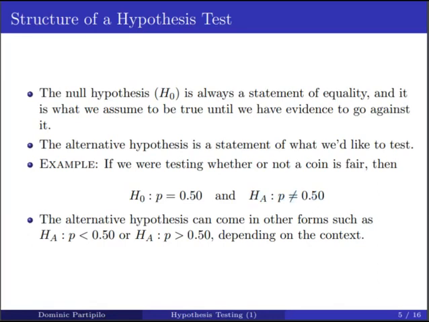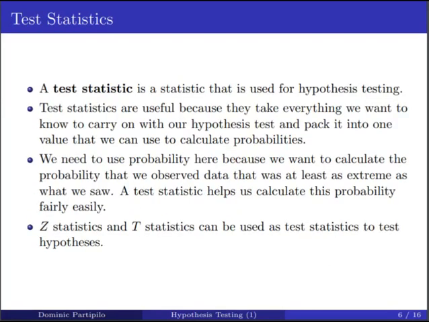It kind of just depends on the context. We could claim that the probability of heads is greater than 0.5, and we could test that instead. Our conclusions will be slightly different, but we can declare this as our alternative hypothesis just as easily, depending on the context. So now let's talk about test statistics.